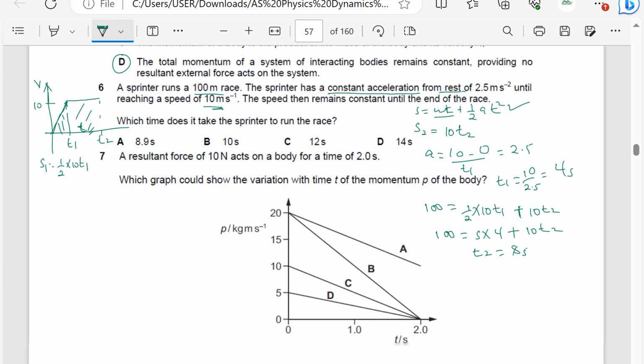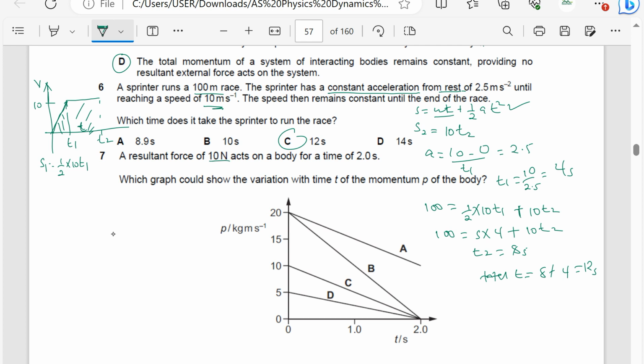What time does it take the sprinter to run the race? So total time, the total value of t is going to be equal to 8 plus 4, which is equal to 12 seconds. So the answer is going to be C.